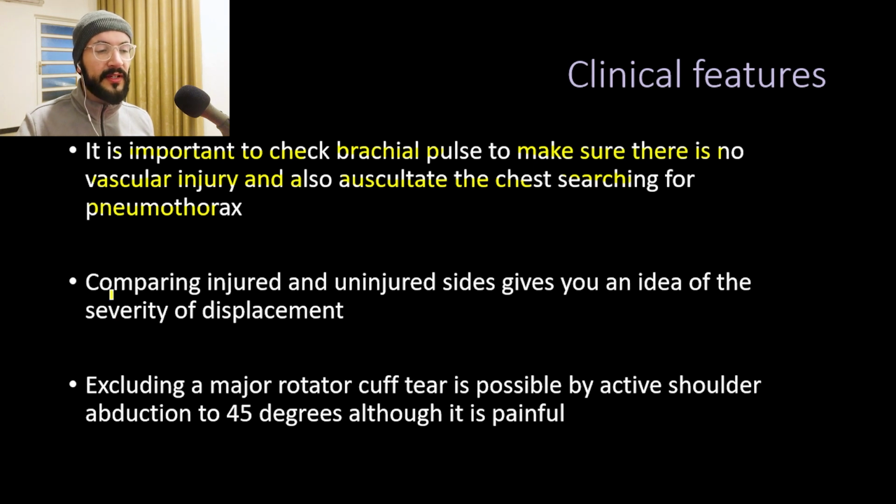Now also comparing the injured and uninjured sides gives you an idea of the severity of displacement, and excluding a major rotator cuff tear is possible by active shoulder abduction to 45 degrees, although it is painful. So ask your patient for a shoulder abduction until 45 degrees, although it is painful, just to exclude the rotator cuff tear.